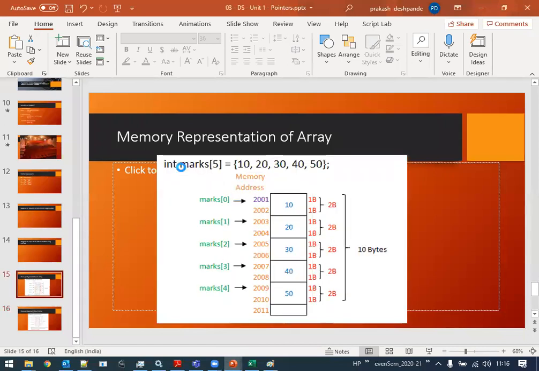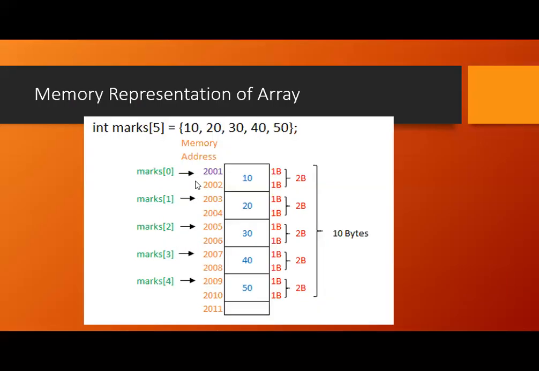Now, I hope you know how the memory representation can be done for an array, right? The memory for every element in the array will be consecutively allocated in the overall memory block. Does anybody have any doubts related to this particular diagram? Are you guys clear about this?